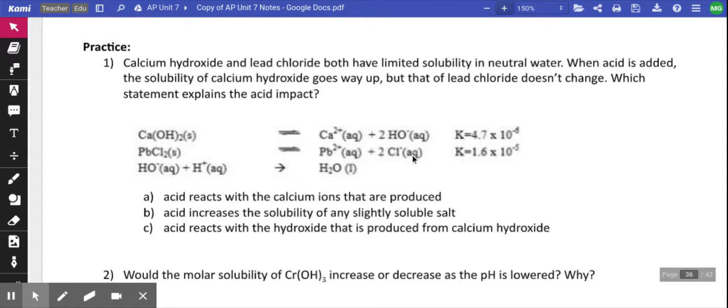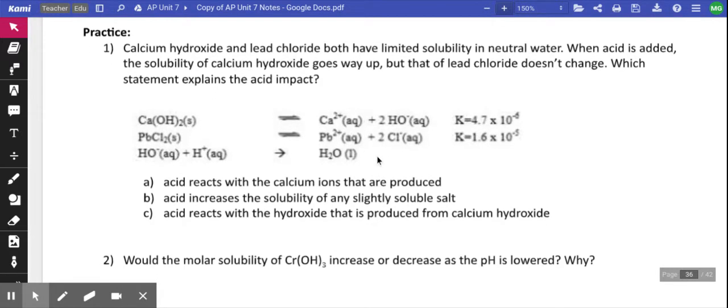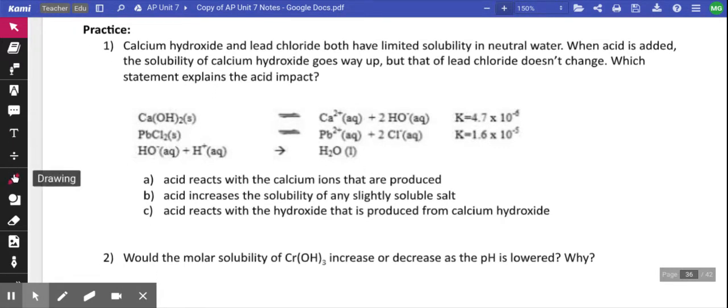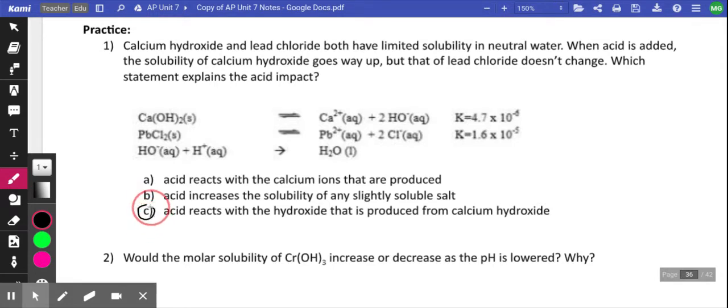But if I look at PbCl2, there's no H+ here. There's nothing here that H+ will react with in a strong way. I don't have a strong base. I don't have these OH- ions. So it won't have the same effect on this PbCl2. So my answer choice that says that should be answer choice C. Answer choice C says that the acid reacts with the hydroxide that is produced from calcium hydroxide. So C should be my answer here. Take a second and try question 2.